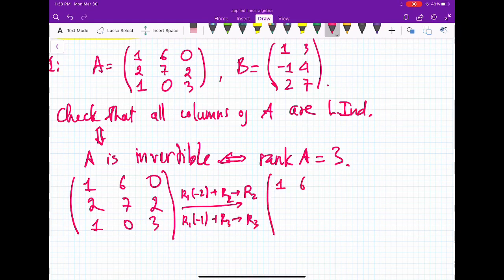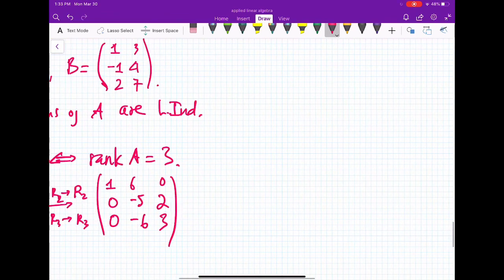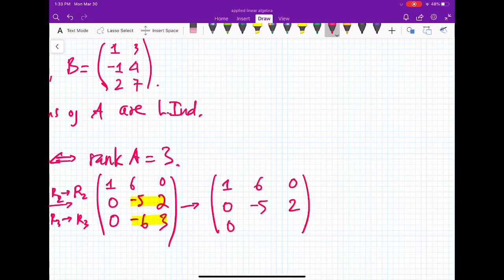So I have 160 in here, and then 0, negative 2 times 6 is negative 12, plus 7 is negative 5, and then 2 is still 2, 0 in here, negative 6 in here, and then 3 in here. And it's obvious that these 2 rows are linearly independent, because they are not scalar multiples of each other, right? Without computing. But let's do this. 160, and then you have 0, negative 5, and 2, and then 0, 0.